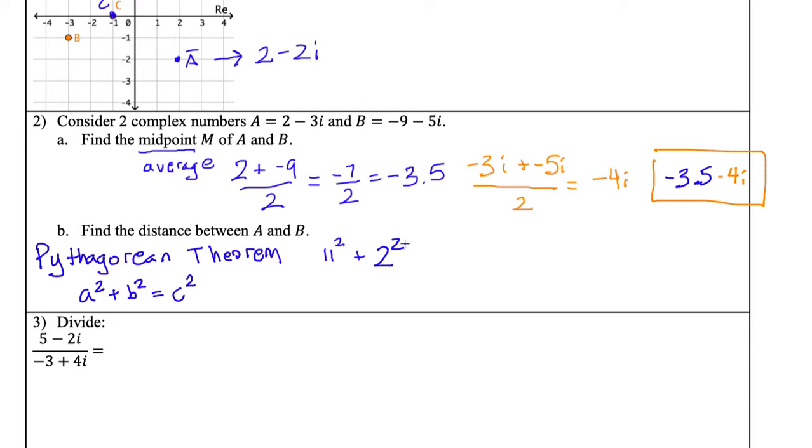So 11 squared and 2 squared, but you should know 11 squared by heart. 11 squared is 121. By the way, this is all equal to c squared. Plus 4 is equal to c squared. And then 125, I need to take the square root of 125. There's no nice number, so it's just the square root of 125 is my final answer.